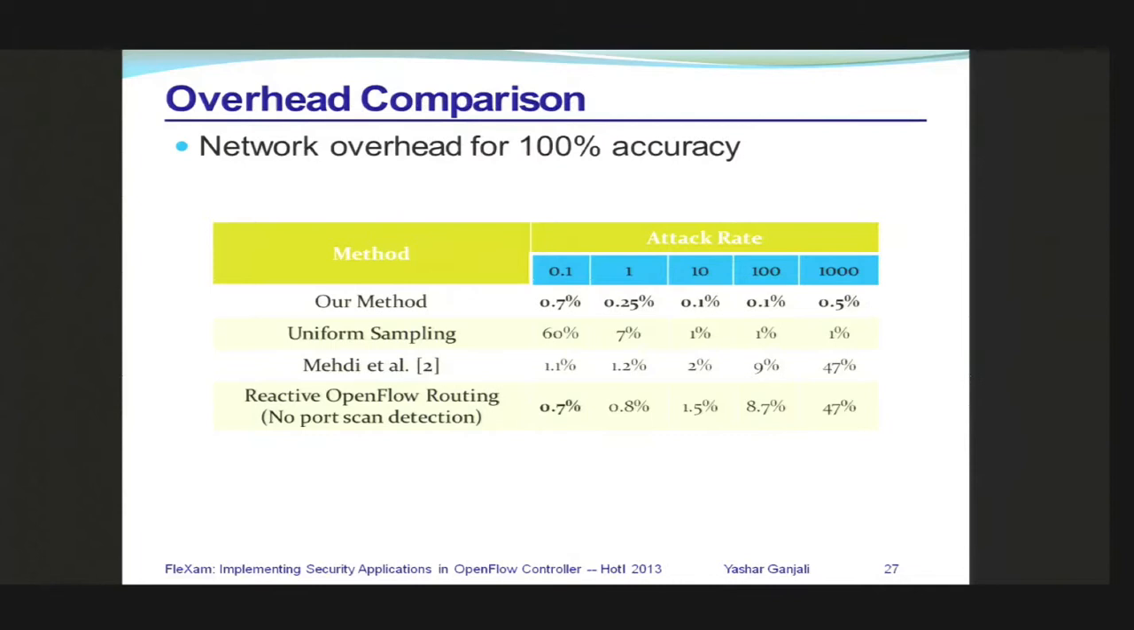In the previous scheme, Mehdi et al., which is the baseline we are relying on, the load changes between 1.1 to 47%. And if you just look at the packet-in messages in a system where you have reactive flow routing, this has nothing to do with detecting port scan. You have a system, it's reactive. You don't install rules unless the controller sees the first packet of the flow. The load can vary between 0.7 up to 47%. So you can see that the overhead of adding FleXam is extremely low in this game.